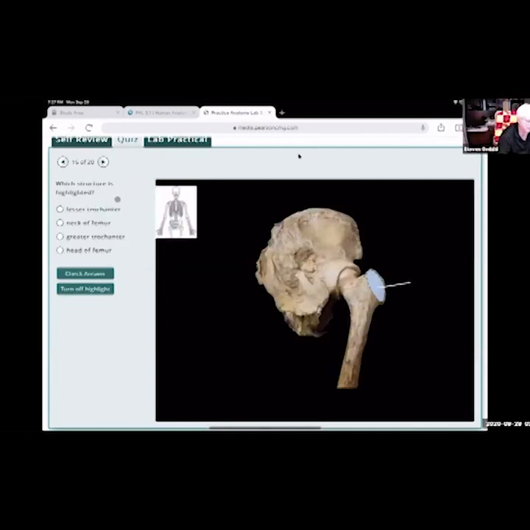And what structure is highlighted here? First of all, what bone is it on? Femur. What's the really big bump on the femur called? Greater trochanter. Okay, because the lesser trochanter is going to be down here. The neck of the femur is right here, and the head of the femur articulates with the acetabulum of the hip right here. So that has to be the greater trochanter.